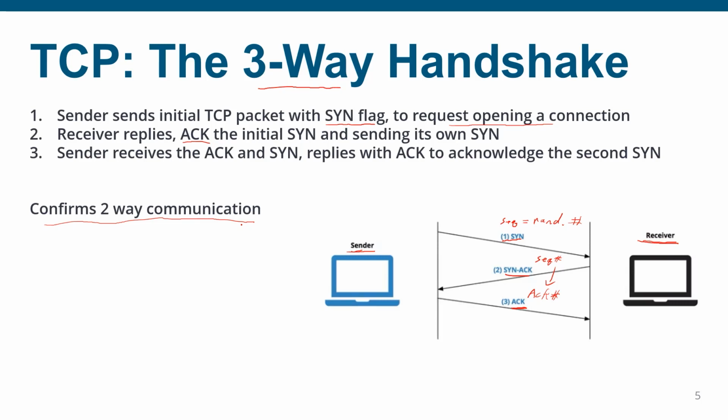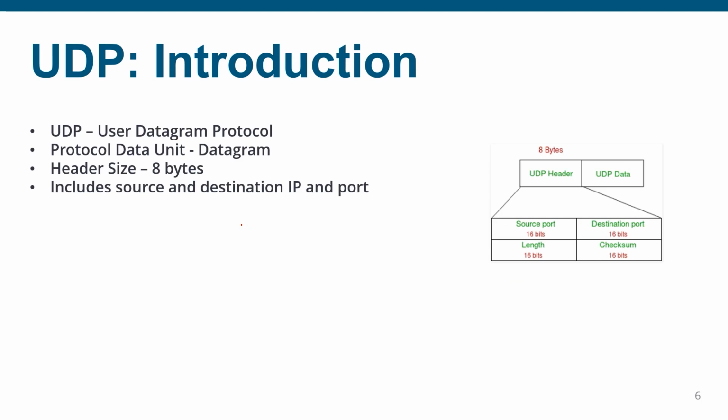So how does this compare to UDP, the connectionless protocol? Well, we're going to go into UDP in significantly less depth because UDP is, well, just a simple protocol. UDP is the user datagram protocol. The protocol data unit is the datagram. It has a header size of 8 bytes in comparison to our 20-byte minimum of our previous TCP header. And UDP includes the source and destination IP and port.